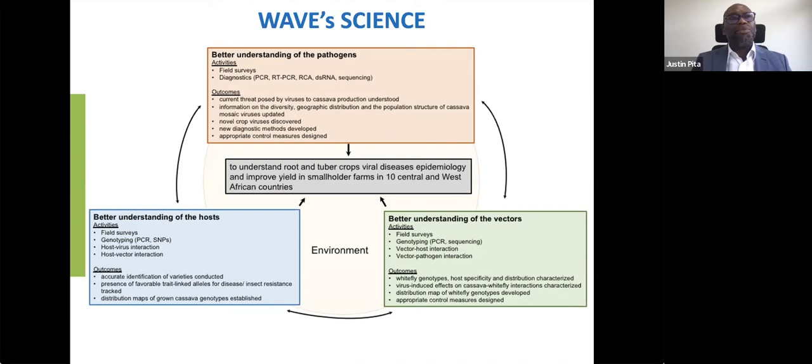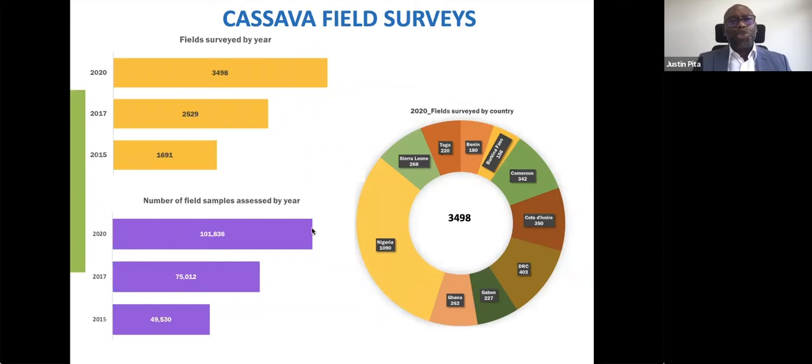Our science really is around understanding the pathogen, but also the host and the vectors, like I said. And all that is done by conducting surveys, cassava field surveys, from where we get the data. Here I'm showing some data from the 2020 surveys that we've conducted. In 2015, we got about 2,000 fields, but look, in 2020, we were about 300, 500 fields visited. Numbers of samples assayed.